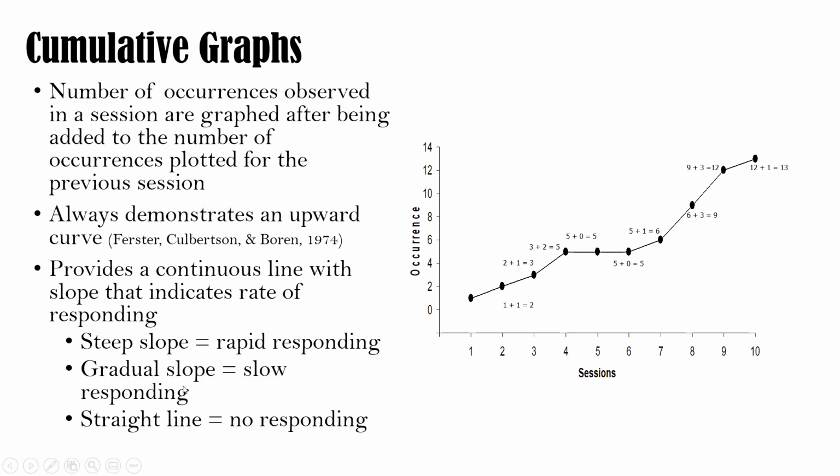A gradual slope, so it is going up, but just gradually, then the person is slowly responding. And if it's a straight line, then there's no responding. So the slope does tell us the rate at which the person is engaging in the problem behavior or responding.